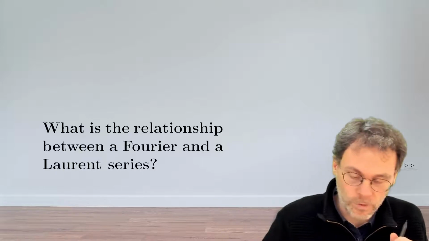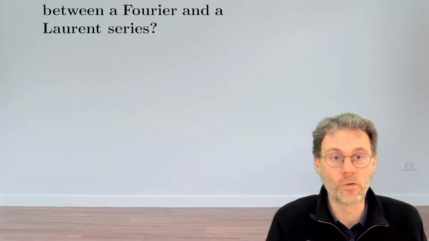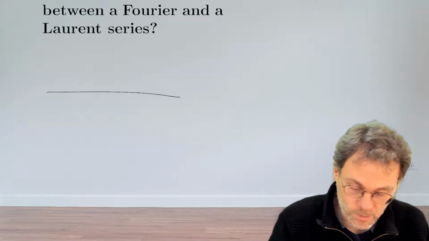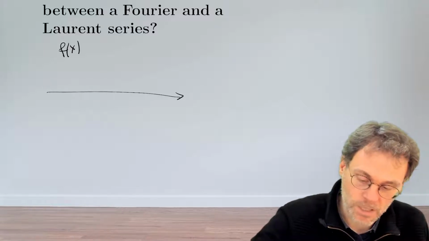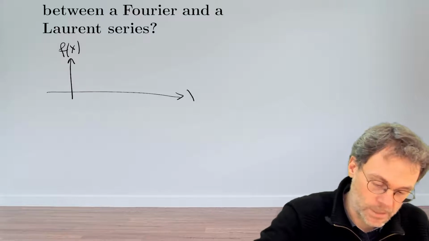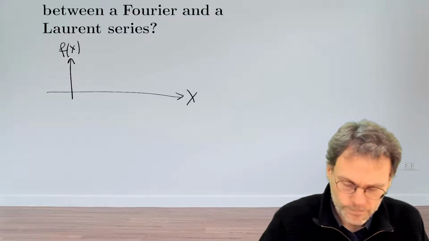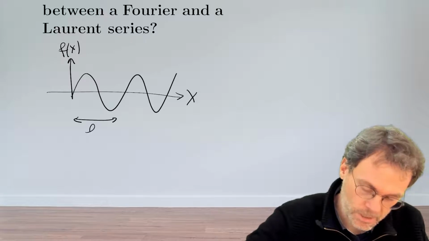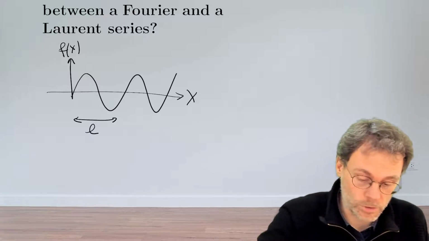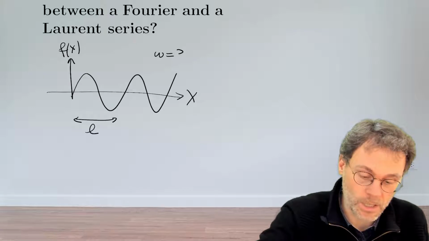We know that Fourier series are only defined for periodic functions. So let's consider a periodic function. Let's say we call our function f of chi here, and the horizontal axis is the chi axis. If we have a periodic function with period L, then we know that this will correspond to an angular frequency omega being equal to 2 pi over L.